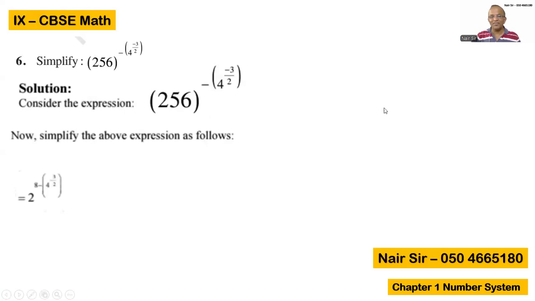Simplify. I told you how to write 256, so I have written that as 2 raised to 8, minus 4, minus 3 upon 2. How can I write 4? 2 raised to 2. What will this become? 2 raised to 8 raised to minus 2 minus 3.